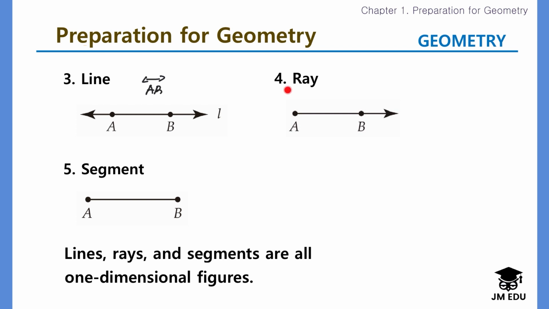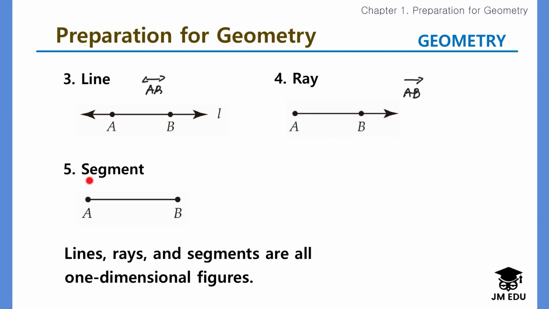Number 4, ray. A ray is a line that has a starting point but no end point. It goes on endlessly in one direction only. This starting point is often referred to as the origin. If the ray contains the starting point A and a different point B, then the mathematical symbol of this ray is ray AB.